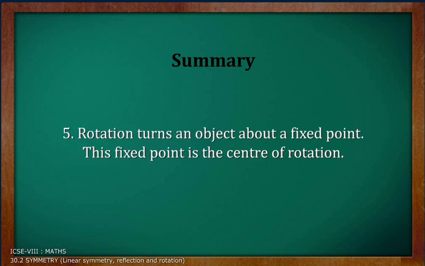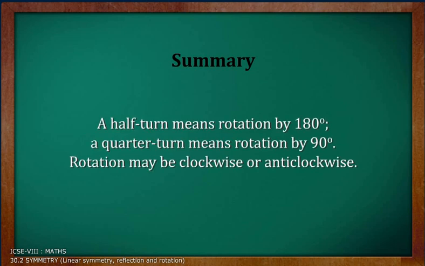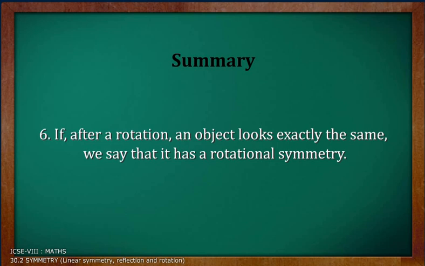5. Rotation turns an object about a fixed point. This fixed point is the center of rotation. The angle by which the object rotates is the angle of rotation. A half turn means rotation by 180 degrees. A quarter turn means rotation by 90 degrees. Rotation may be clockwise or anti-clockwise. 6. If after a rotation an object looks exactly the same, we say that it has rotational symmetry.